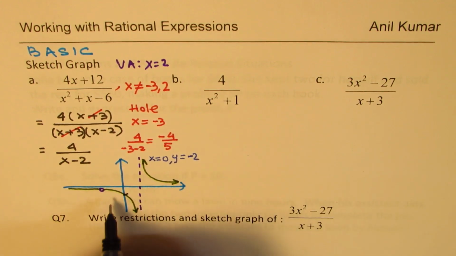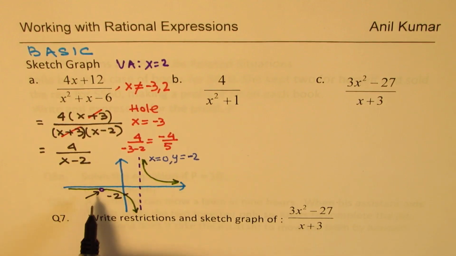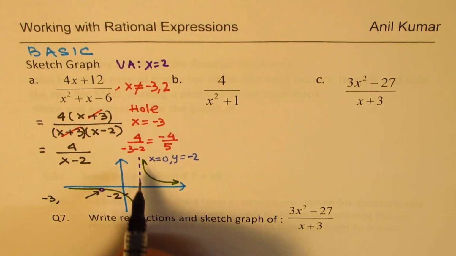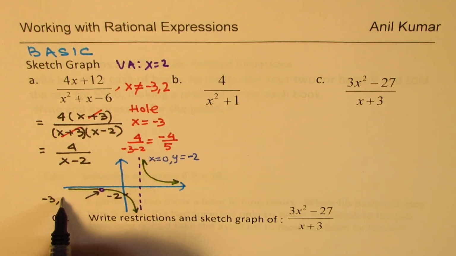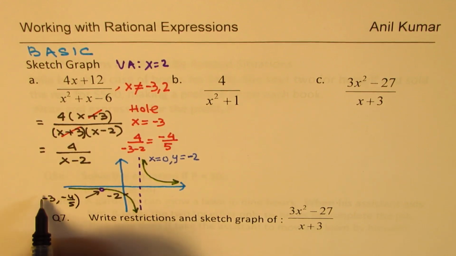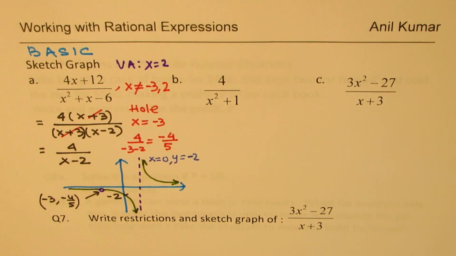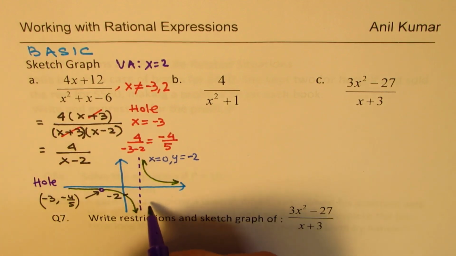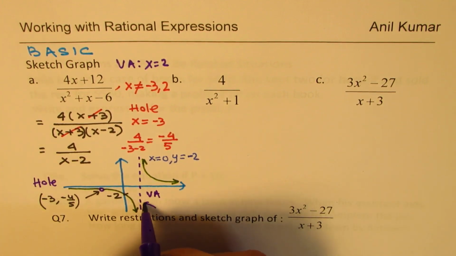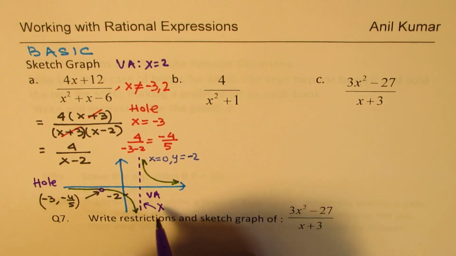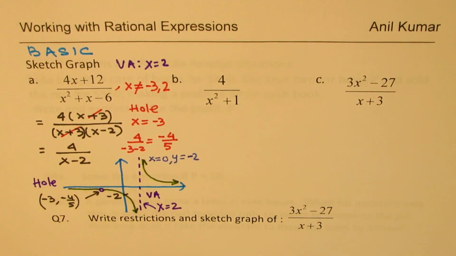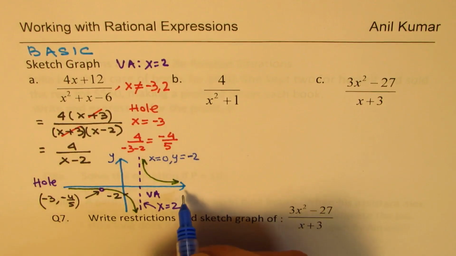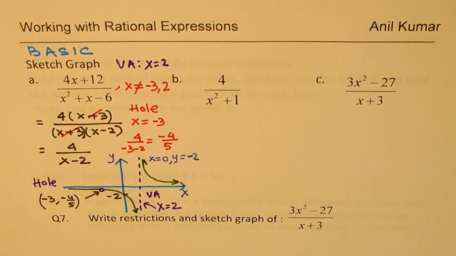This value we just calculated to be minus 2. And this value here is what? This is at minus 3. The value of our rational expression is minus 4 over 5. And that is how you represent a hole, right? So the idea here is to show you how to represent a hole and how to represent a vertical asymptote. In this case, the equation of the vertical asymptote is x equals 2. Does that make sense to you? So this is our y-axis, this is the x-axis, and that is how we could actually sketch the given function.